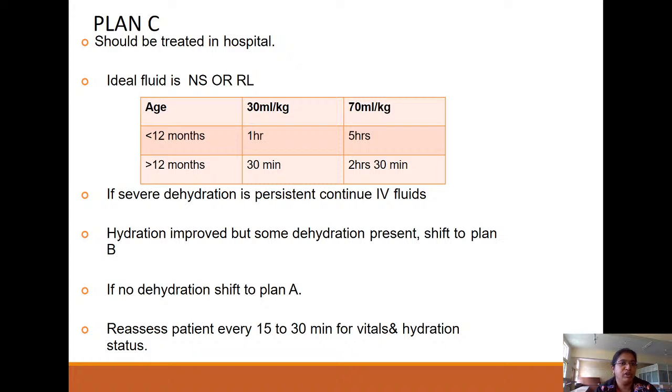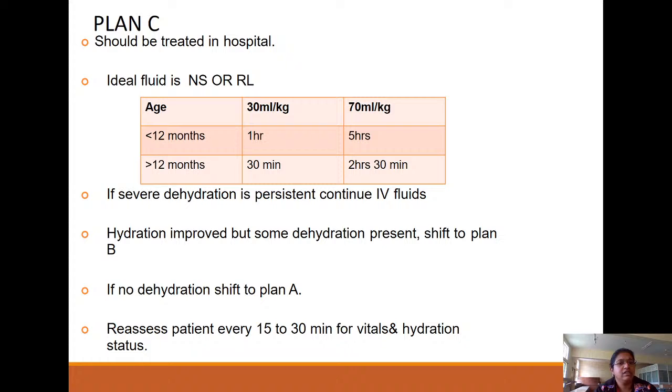All that is a misnomer. You should not do that. Plan C also is to be treated in the hospital, especially in a tertiary care unit. So the ideal fluid is normal saline or RL. Now why are you going to use normal saline or RL? It is isotonic, so it should be near the plasma osmolarity.